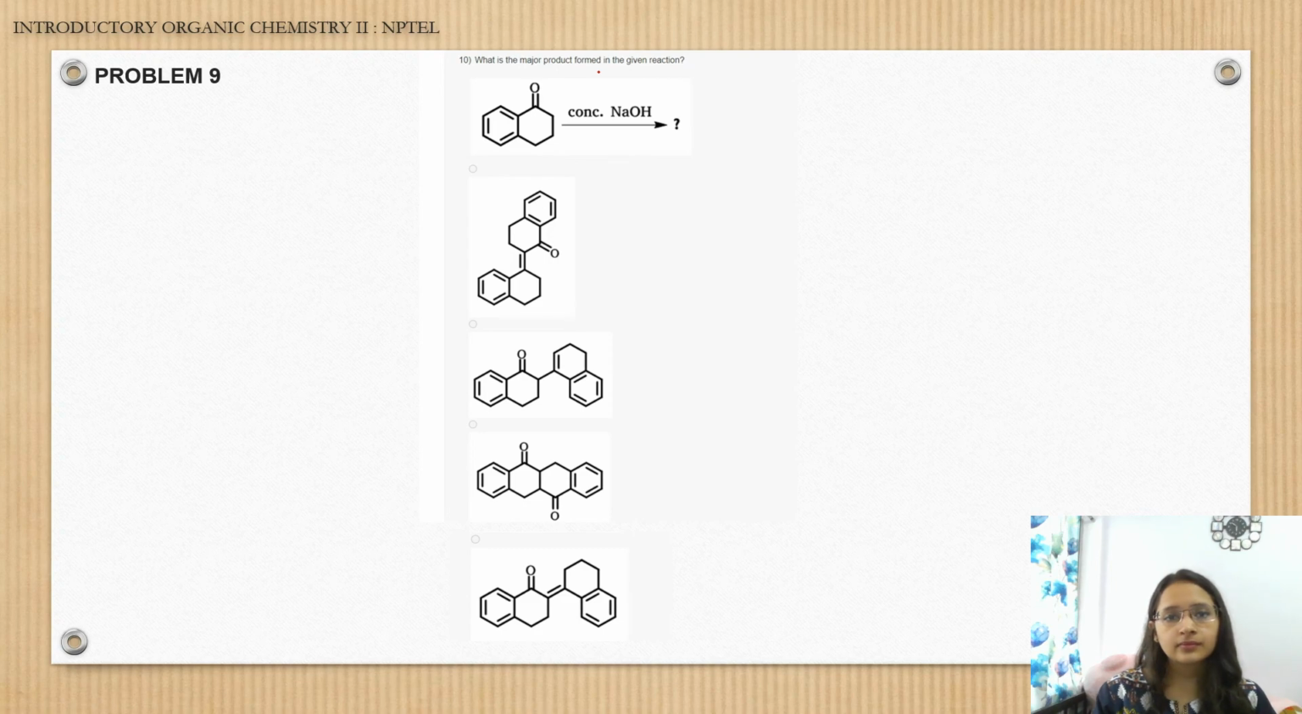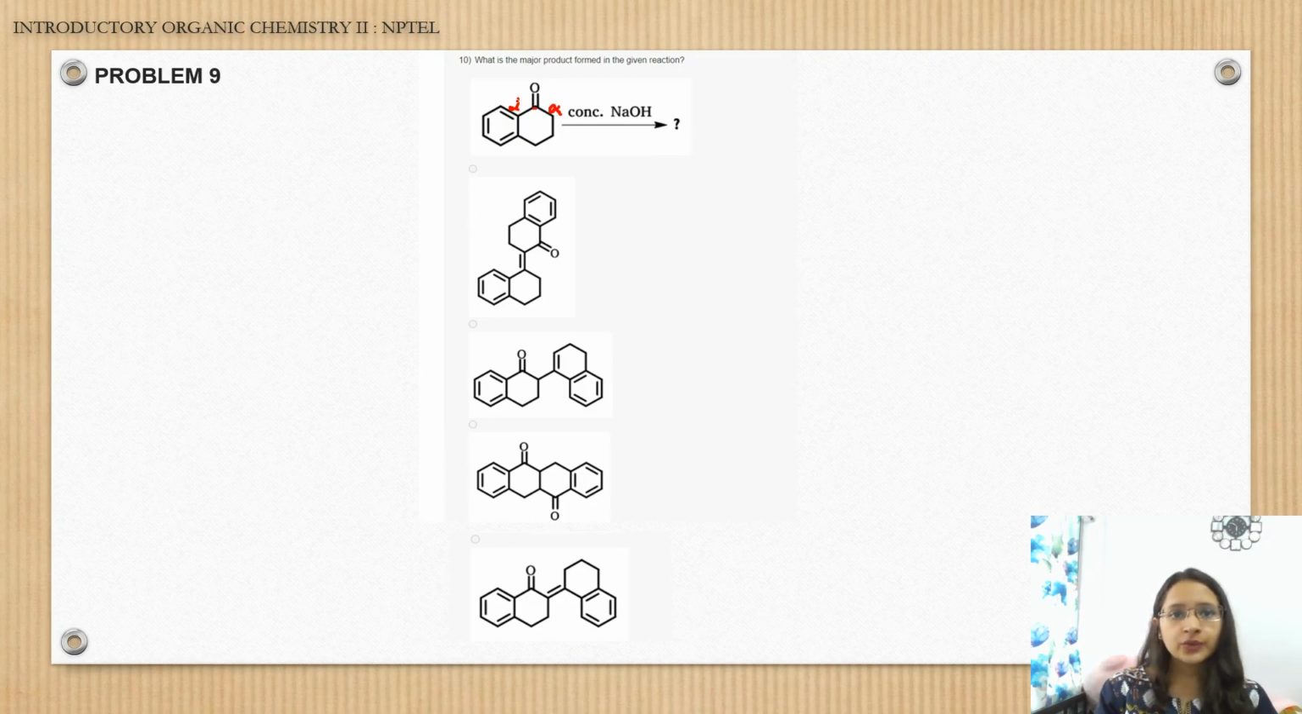Yes, ma'am. Yes, very good. Be confident in your answer. You are answering correctly, because you have to figure out that there are two alpha carbons present. This carbon and this carbon. With respect to the ketone, you have to see alpha, beta, gamma, delta, right? So this is the alpha carbon on both sides.